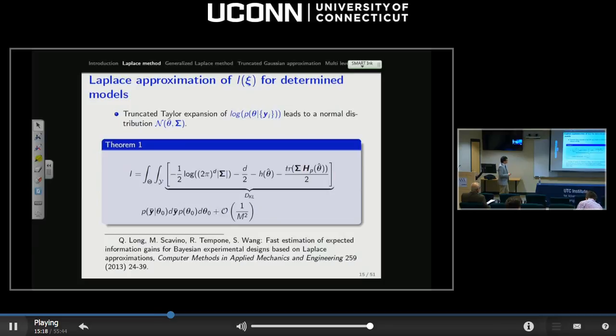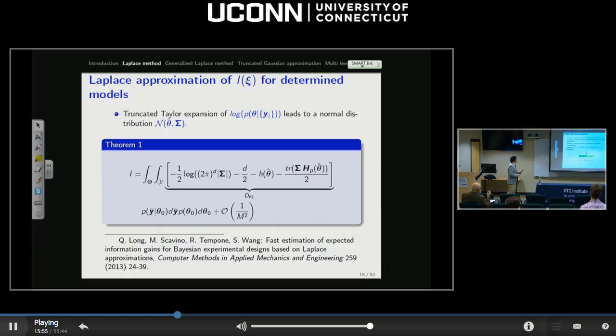The first result is that the expected information gain can be computed using this integration over theta and the integration over data. And the integrand is basically the approximated Kullback-Leibler divergence in a Gaussian case. Of course, it's a function of the covariance matrix. And h here is the log of the prior. And theta hat is the MAP estimation, the maximum posterior estimation. So this is the Laplace approximation. Any question? Very simple, right?